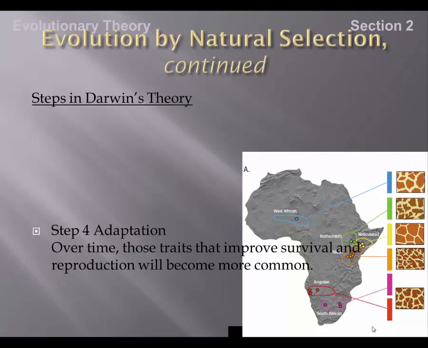Step 4 is adaptation. So over time, the traits that improve survival and reproduction will become more common.